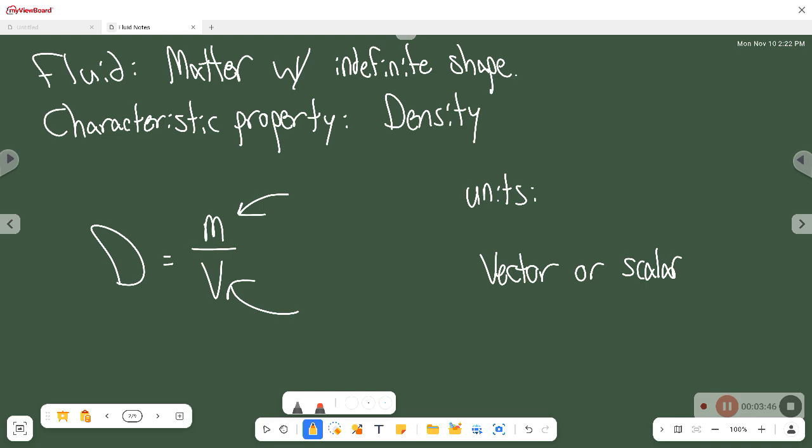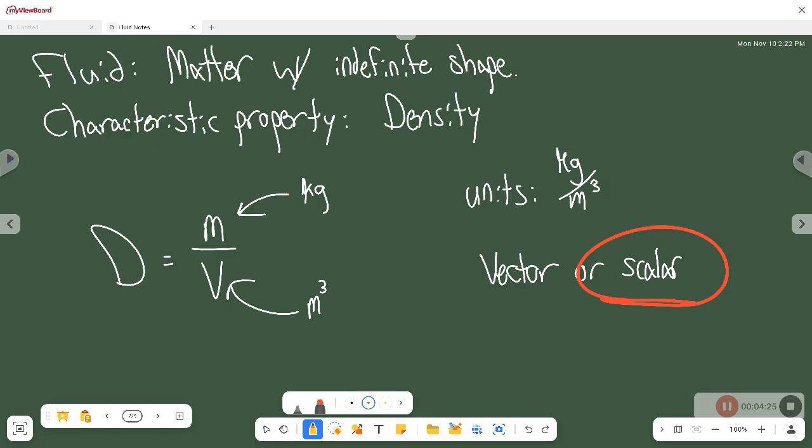Units, well, the units for mass are going to be kilograms. Our units for volume, well, that would be meters cubed. So our units for density would therefore be kilograms per meter cubed. There's lots of different units for density, actually, but that is the one we're going to use most commonly. And then the question is, is it a vector, is it a scalar? It is a scalar. Density does not have a direction that it points in. It is just a property of that matter.